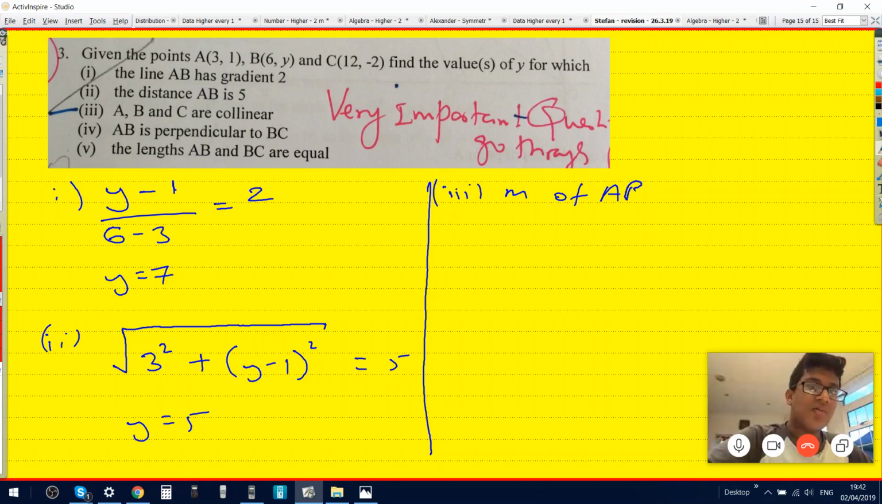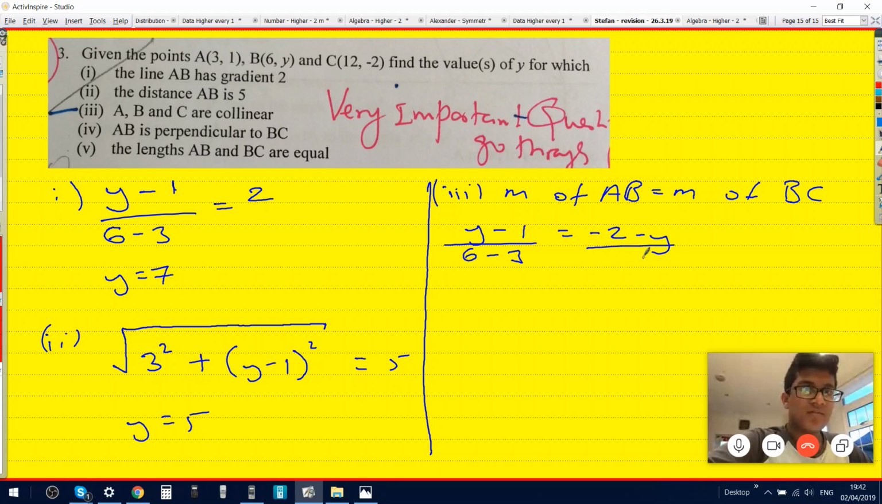Oh, right, so you can say that y minus 1 over 3 must equal minus 2 minus y over 6. And you can solve it like that. Yeah, I think I can. Okay. AB is perpendicular to BC. Okay, I think I can do those two now, the other two as well.